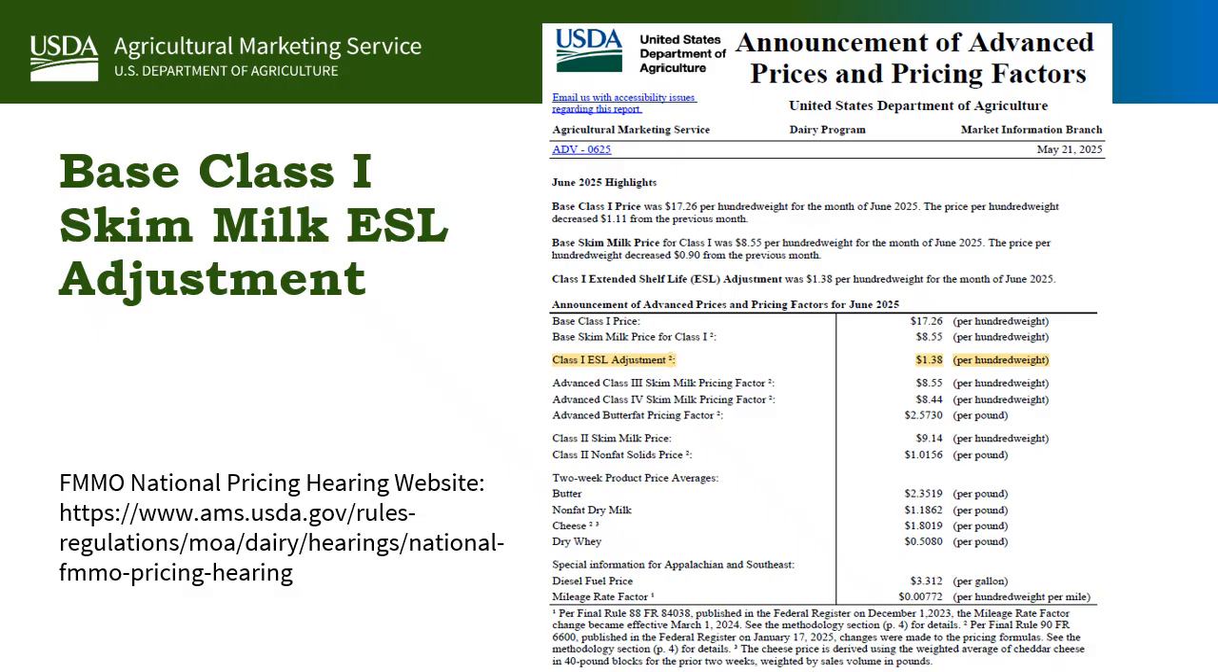As a result of the National Price Formula hearing, a rolling monthly Class 1 ESL adjustment now applies to the Class 1 base skim milk price for all milk used to make ESL products. This adjustment may be positive or negative. The adjustment is shown each month on the announcement of advanced prices. To better understand the ESL adjustment and how it is calculated each month, please view our ESL adjustment webinar on the AMS Dairy National Price Formula Hearing website shown on this slide.